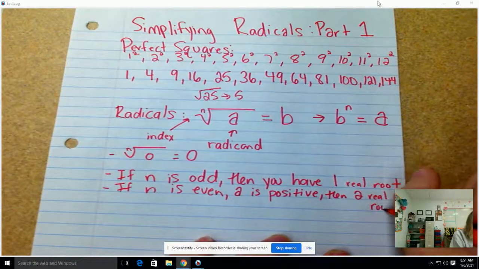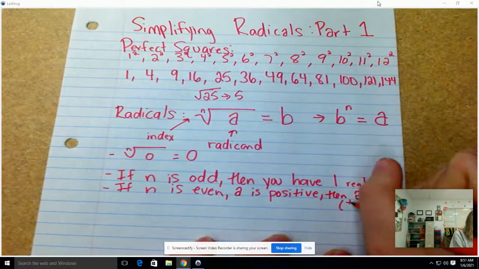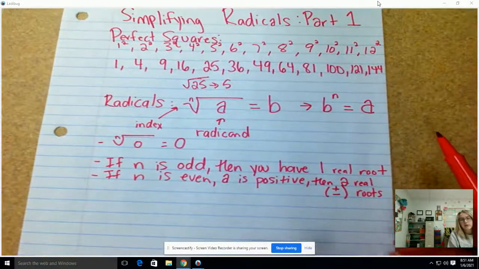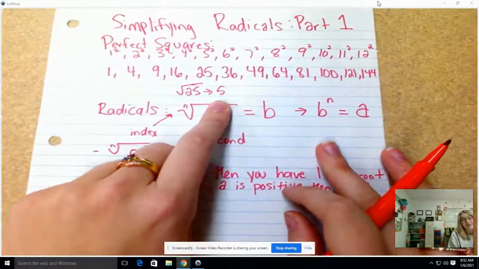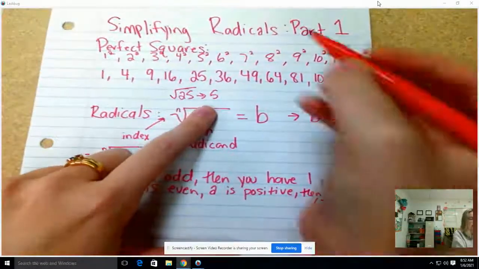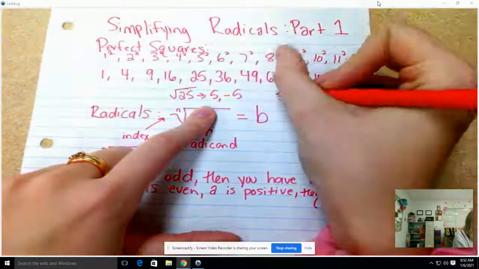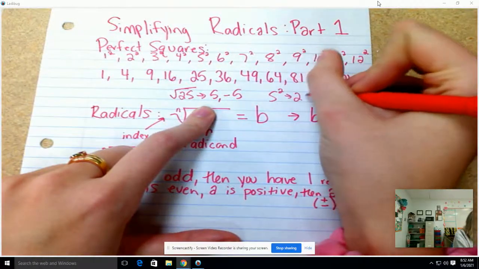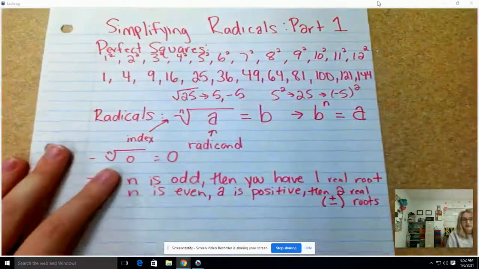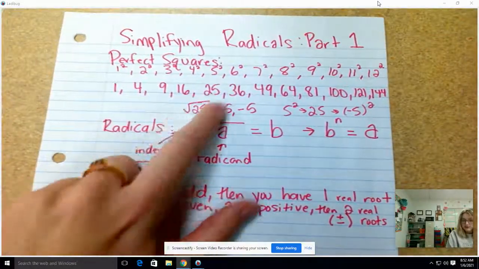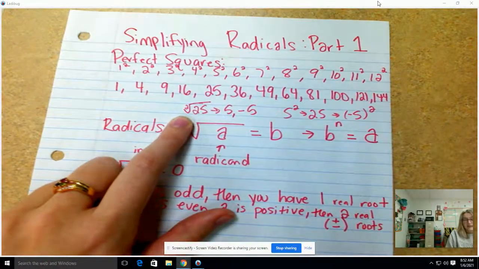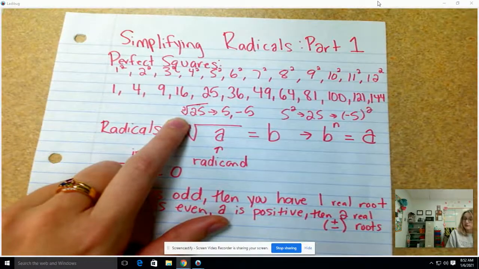Oop, I ran out of room there. Two real roots, but them being positive and negative. So for instance, a lot of times when we think of the square root of 25, a lot of you could tell me, oh, that's going to be 5. But really, if we want to be mathematically correct, the square root of 25 is 5 and negative 5, because 5 squared is going to give me 25, and negative 5 squared is also going to give me 25. For a square root, this is what we're used to, the little n that's out there is always a 2. So if you don't see a number there, you always assume it is a 2 to be a square root.